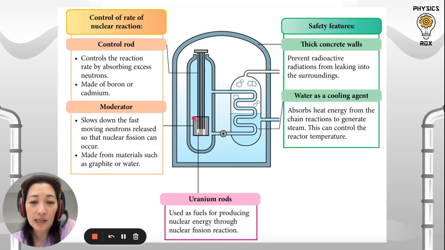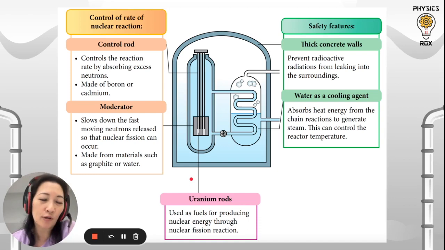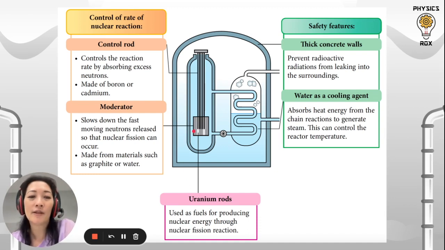The moderator, which is here lining the uranium rods, will slow down the fast-moving neutrons to allow nuclear fission to occur. So the neutrons have to move, but they cannot be moving too fast, because if it's too fast, it will just glance off the uranium atom instead of producing the nuclear fission reaction. While the neutrons need to move, they cannot be too slow either, but cannot be too fast. So that's why it's used to slow down the neutrons. The moderator is normally made out of materials such as graphite or water. The main source of energy here, of course, is the uranium rods. The uranium rods are the fuels used to produce nuclear energy through nuclear fission reaction.